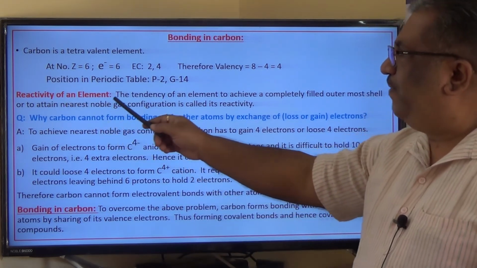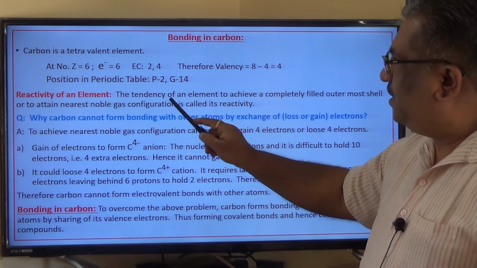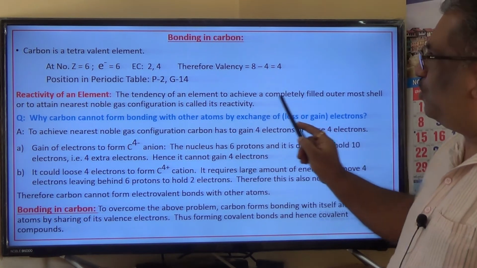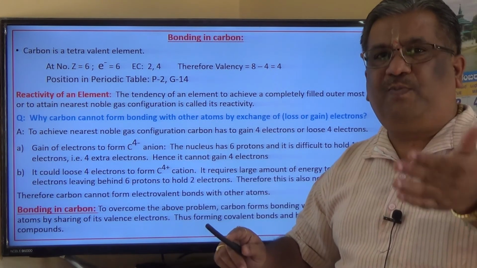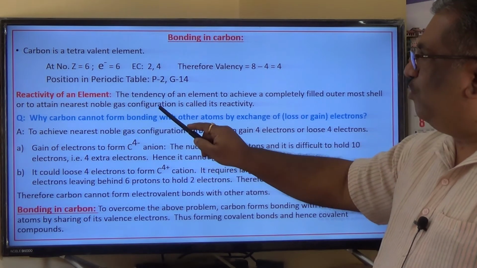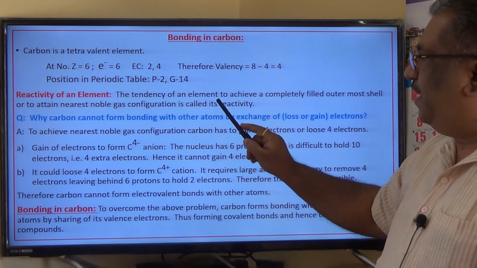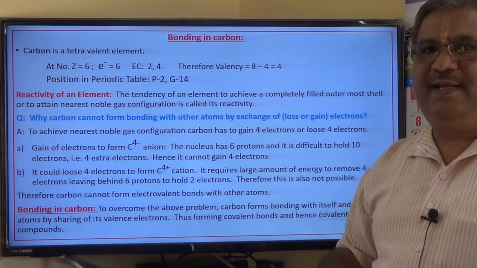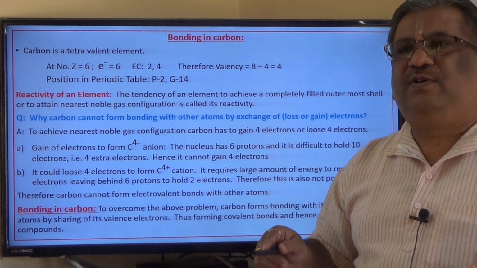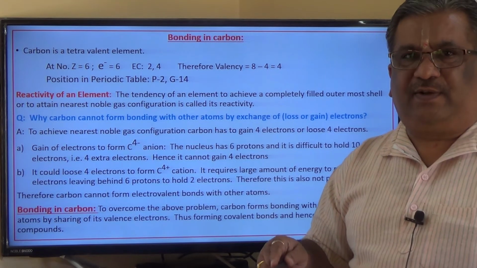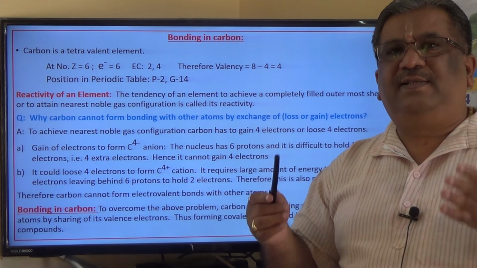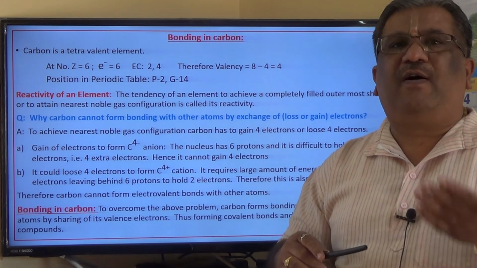The reactivity of an element is the tendency of an element to achieve a completely filled outermost shell, either by duplet rule or by octet rule, to attain the nearest noble gas configuration. So noble gases are non-reactive, isn't it? Because their outermost shell is completely filled by 8 electrons. If it is filled up with 8 electrons, the elements are chemically stable by octet rule.